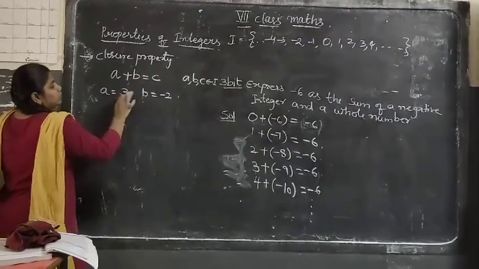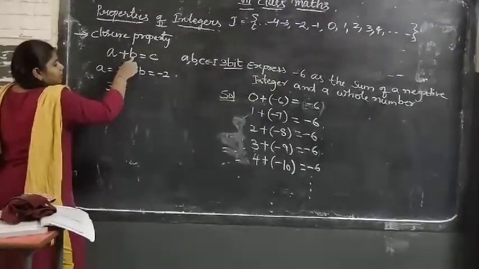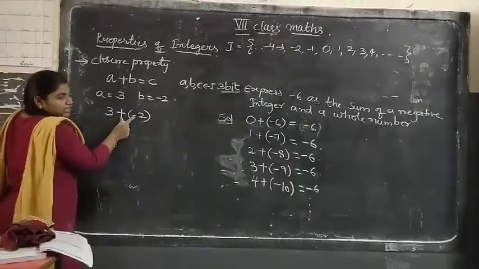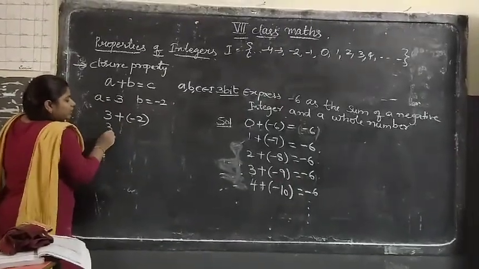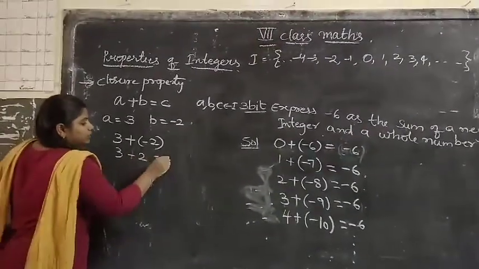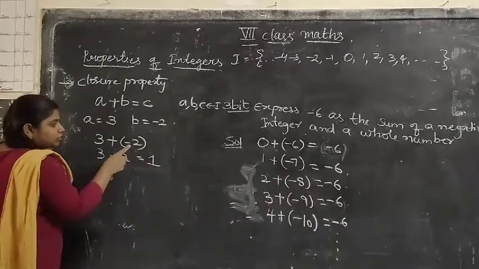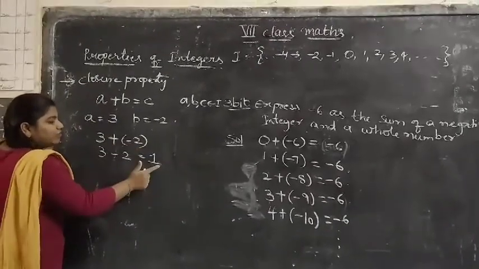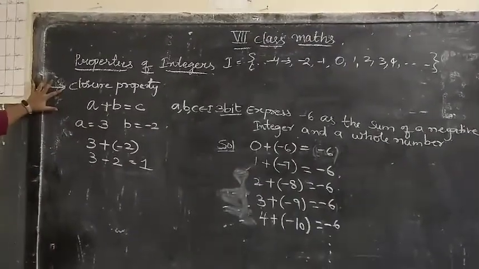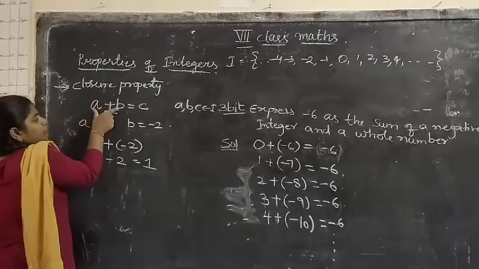So just to substitute these values in this. A value is 3, b value is minus 2. Here we are seeing a double sign, so make that into a single sign. That will be 3 plus into minus is minus 2. 3 minus 2 is how much? 1. So 3 is also an integer, minus 2 is also an integer. If you are adding two integers, again 1 is also an integer. So we can say that closure property is satisfied under addition because we are adding two integers here.